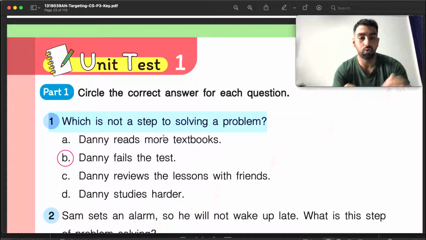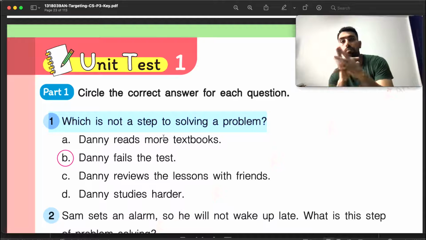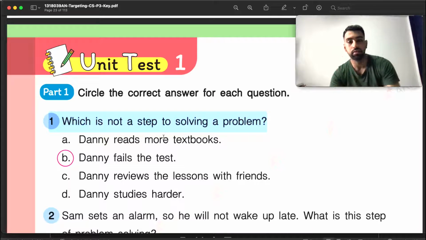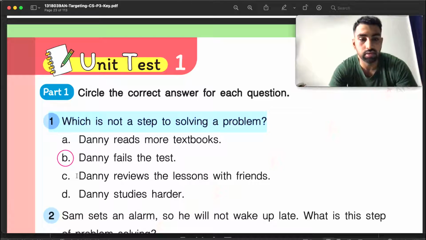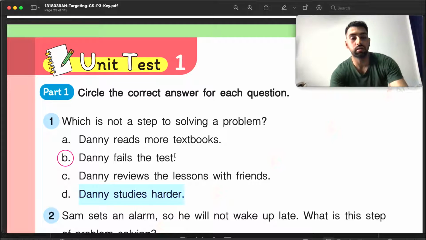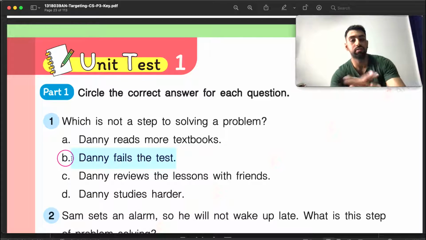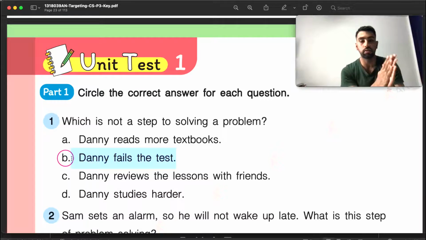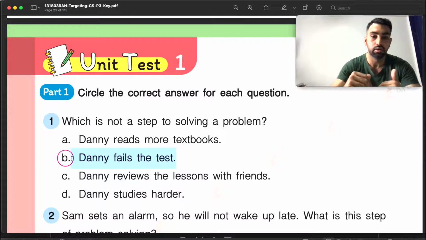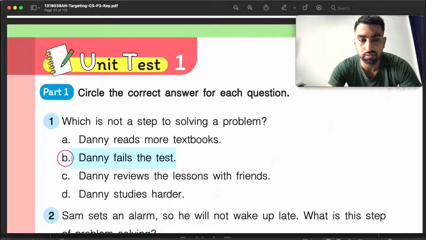A, Danny needs more textbook. B, Danny fails the test. C, Danny reviews the lesson with friends. D, Danny studies harder. So the correct answer will be B. Danny fails the test is not a step of solving the problem, because the problem is that Danny failed the test, so we have to solve this problem. So this is not a step of solving the problem.